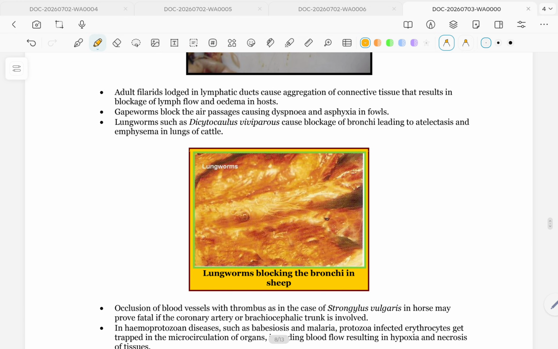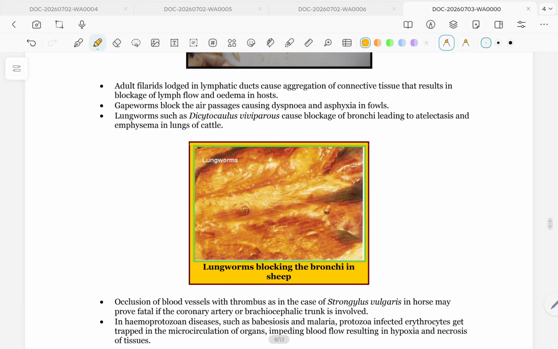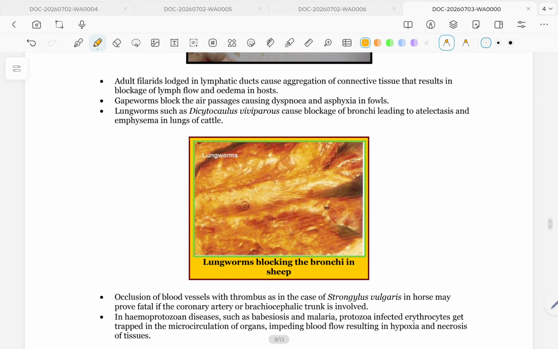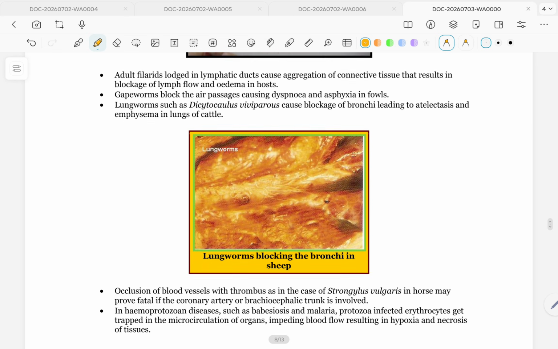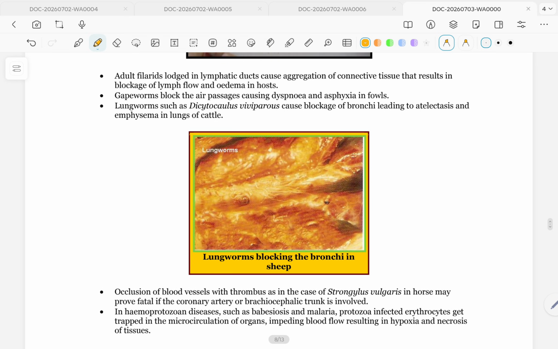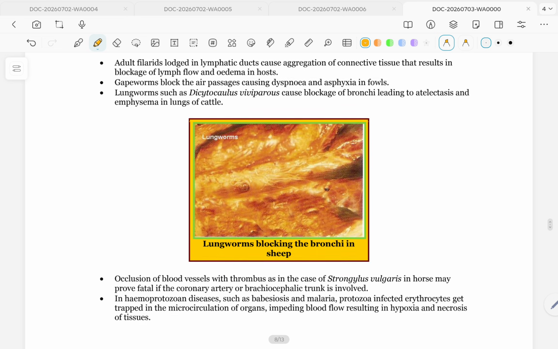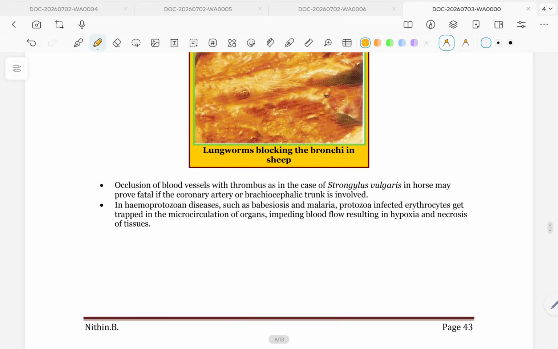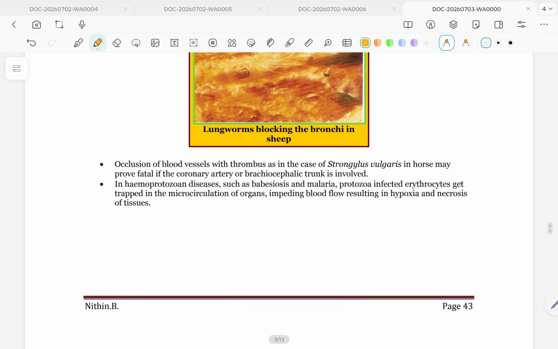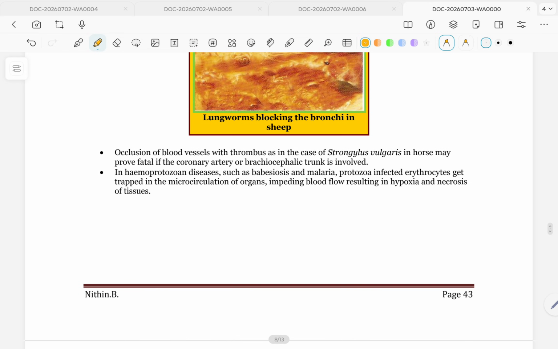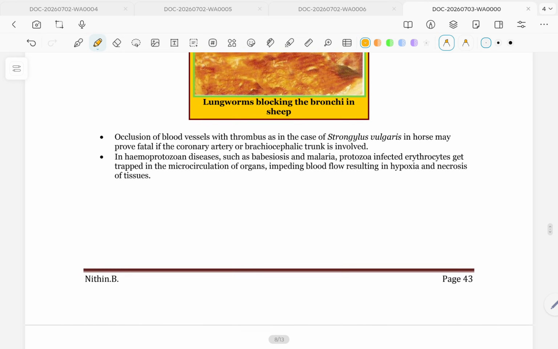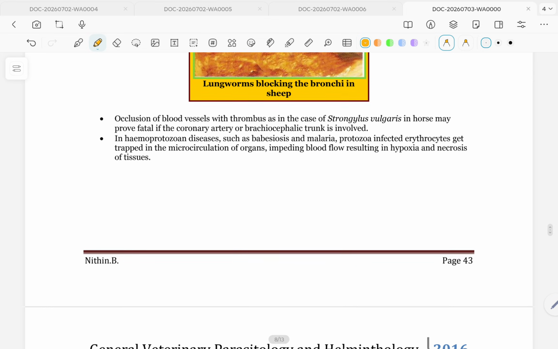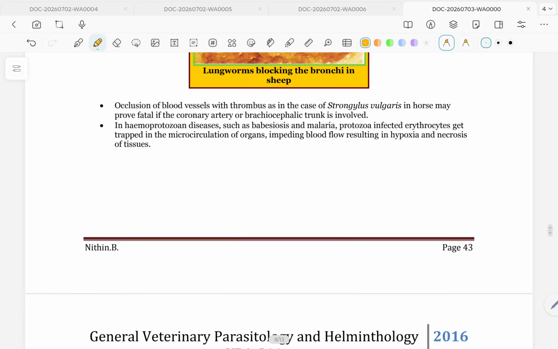Gapeworm blocks the air passage, causing dyspnea and asphyxia in fowl. Lungworms such as Dictyocaulus viviparus cause blockage of bronchi, leading to atelectasis and emphysema in the lungs of cattle. Occlusion of blood vessels with thrombus, as in the case of Strongylus vulgaris in horses, may prove fatal if the coronary artery or brachiocephalic trunk is involved.